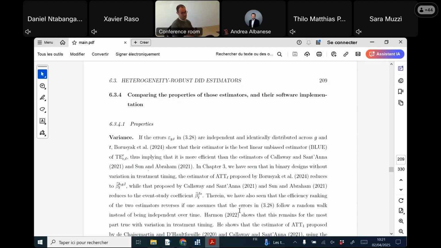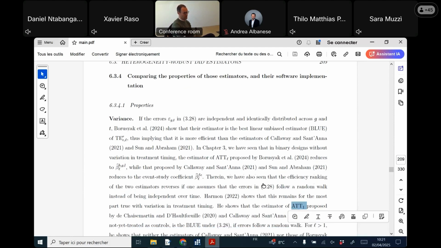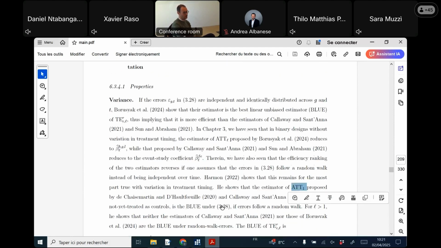Now, do we have the same type of results in binary and staggered designs where we have variation in treatment timing? The answer is yes, up to small nuances. So we have the exact same result when it comes to estimating the effect of one period of exposure. There, the Harmon result shows that the estimators of one period of exposure that we had proposed with Xavier and Callaway-Sant'Anna, and actually not Sun-Abraham, because here using the not-yet-treated is actually important, that estimator is the BLUE if we have random walk errors.